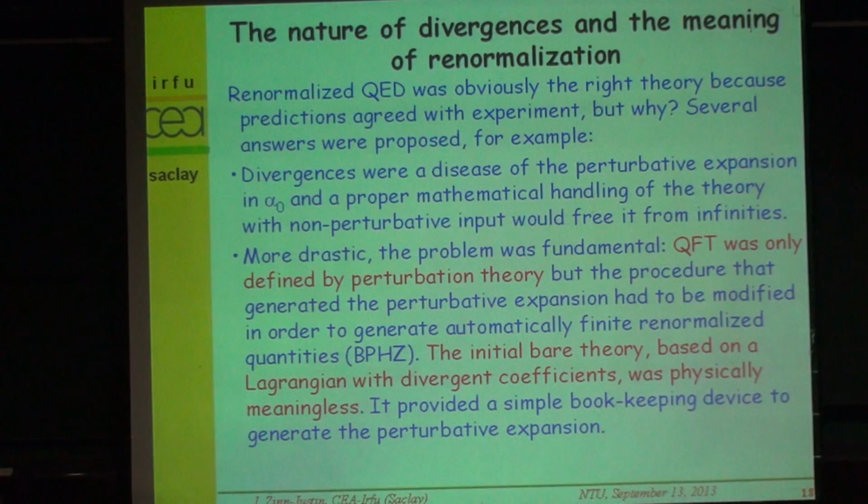However, some theorists, quantum field theorists mainly, still were puzzled and they wanted to understand why. So there were several proposals. It's a disease of mathematics. Doing perturbation theory is mathematically not well defined, and if you change the mathematics, maybe it works.